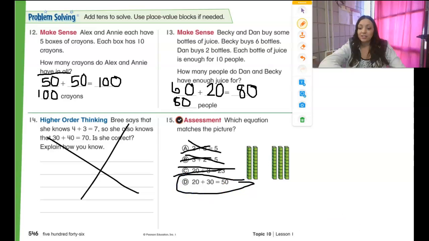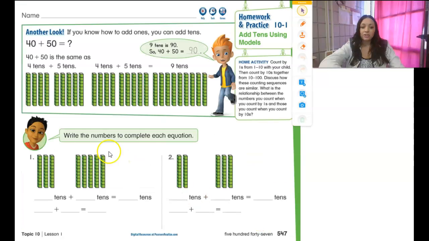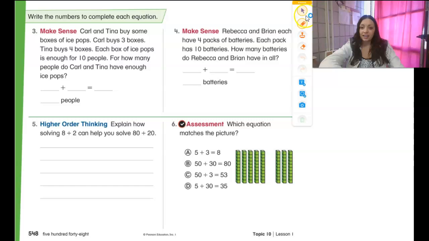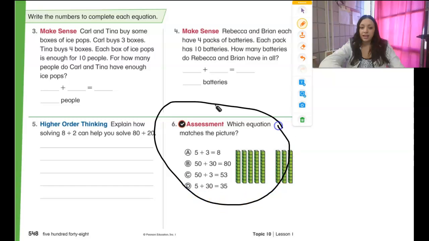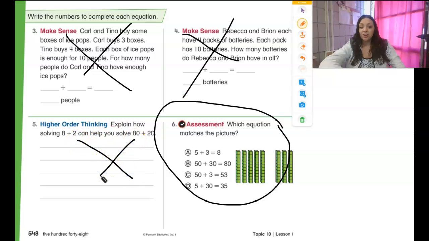All right, I'm going to really quickly show you what you're going to do for your homework. On your homework, you have these 2 problems down here, which are just like the ones you did in our lesson. You talk about how many tens, and then turn it into a problem. Then on this side, all I want you to do is the assessment. You do not have to do number 3, 4, and 5. So you only have 3 problems in all for your homework.